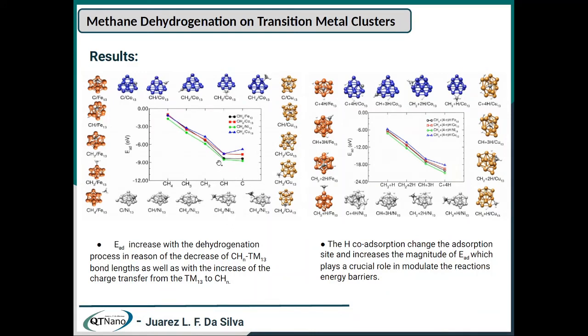However, we can also observe the same tendency observed for CH4 to C, where the stronger adsorption occurs for nickel, followed by cobalt, iron, and lastly copper. For the adsorption on copper, the magnitude of the adsorption energy is the lowest.